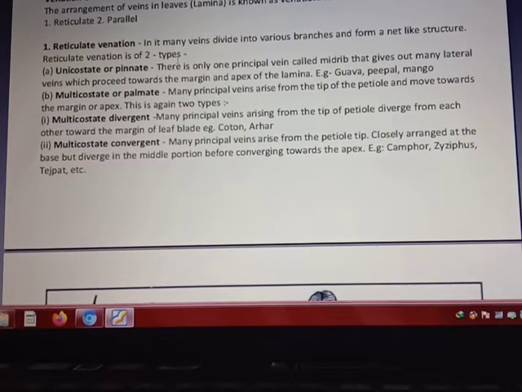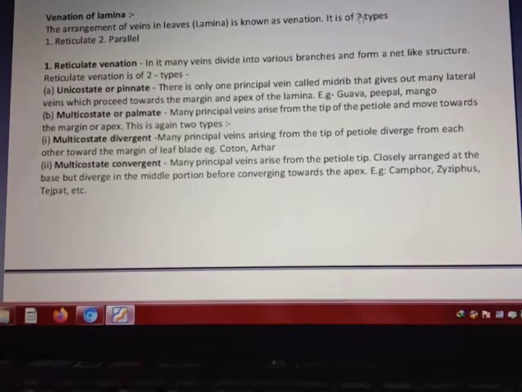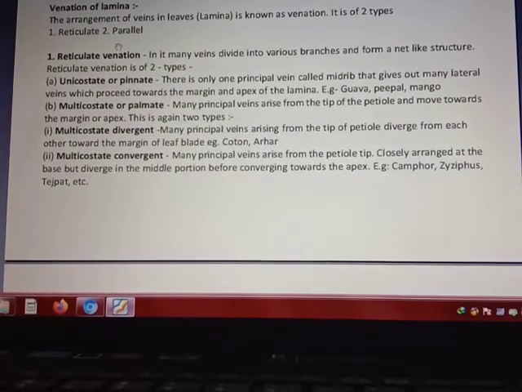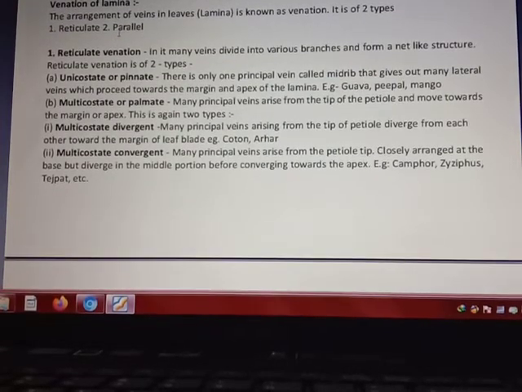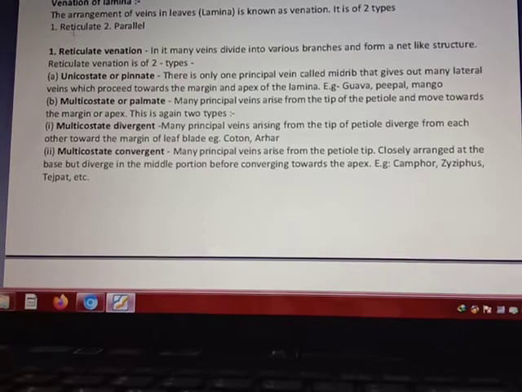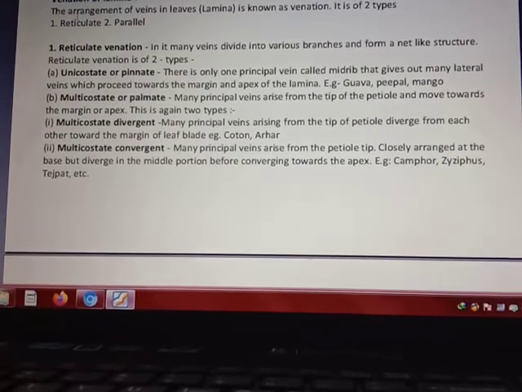As I showed you in the previous diagram, the whole green part present in the leaf is known as the leaf lamina or leaf blade. Now there are two types of leaf venation: one is reticulate and the second is parallel. You are familiar with the term parallel from mathematics. Reticulate means a network-like structure, which gives the appearance of a net. So these are the basic two types.